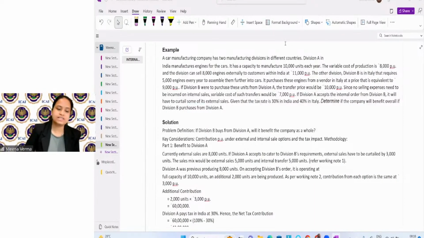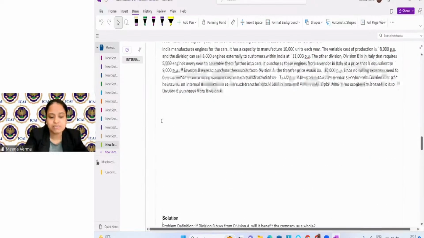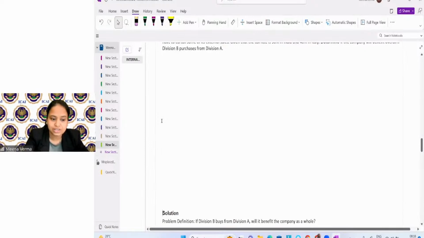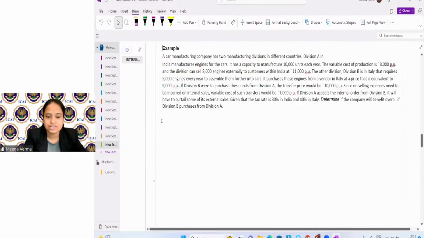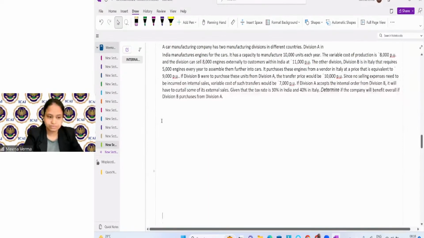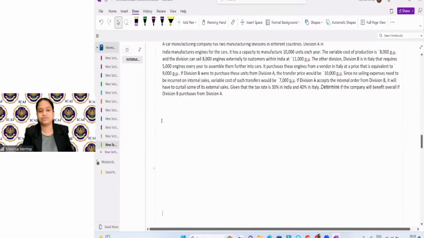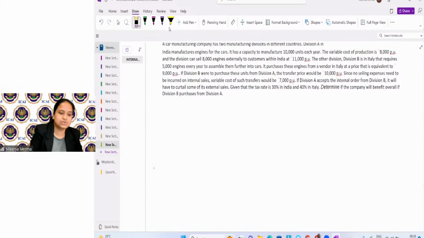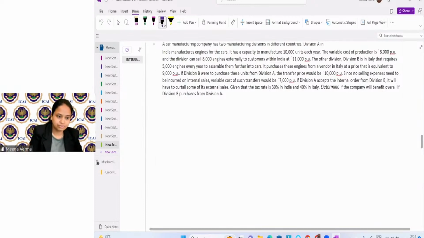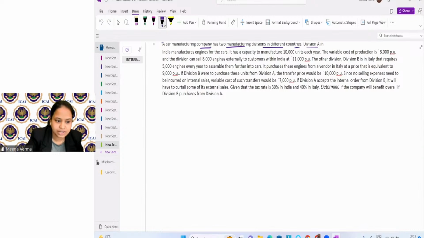Okay. Now let's read the example we have here. Again, when you are reading the question, it may seem difficult to read, difficult to understand. But the point is that when you try to understand, you will find it very easy. Chalo, let's do this question. A manufacturing company has 2 manufacturing divisions in different countries. Division A in India.